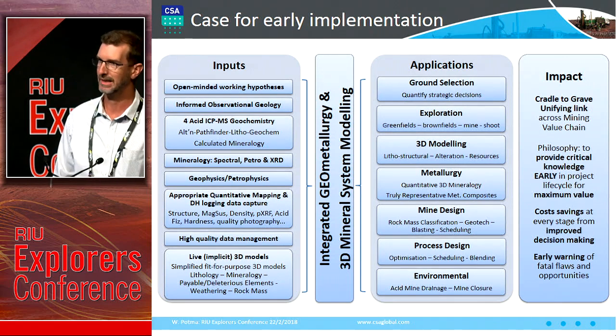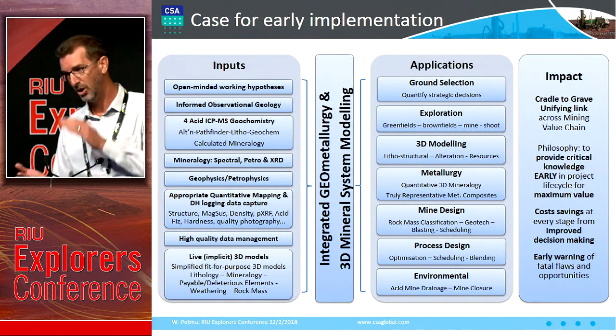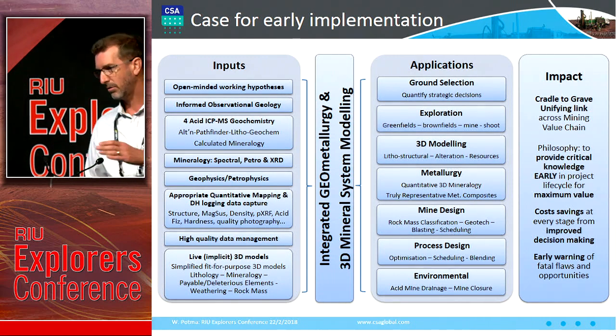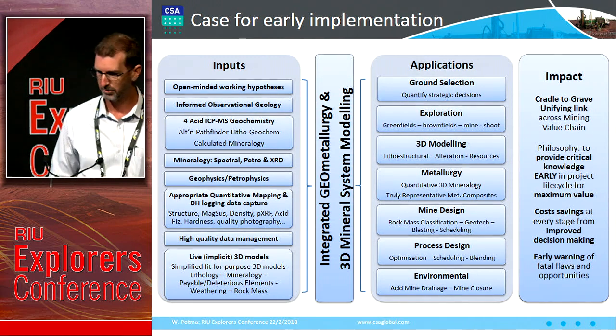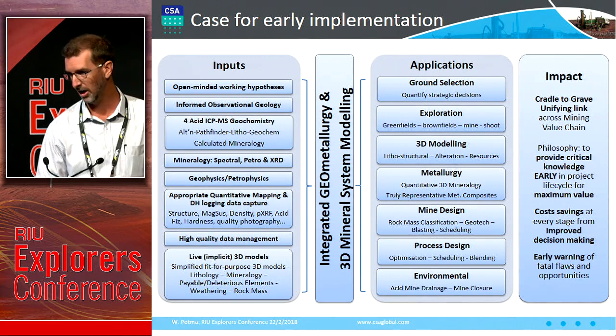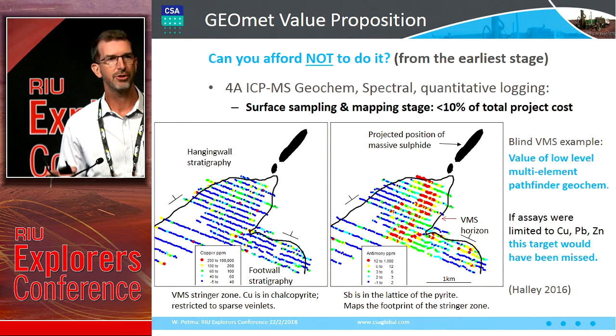It's much cheaper to do it that way, and the impact is across a range of applications from early stage ground selection right through exploration, metallurgy, mine design, through process design and on to environmental. The big question is, can you afford not to do this?